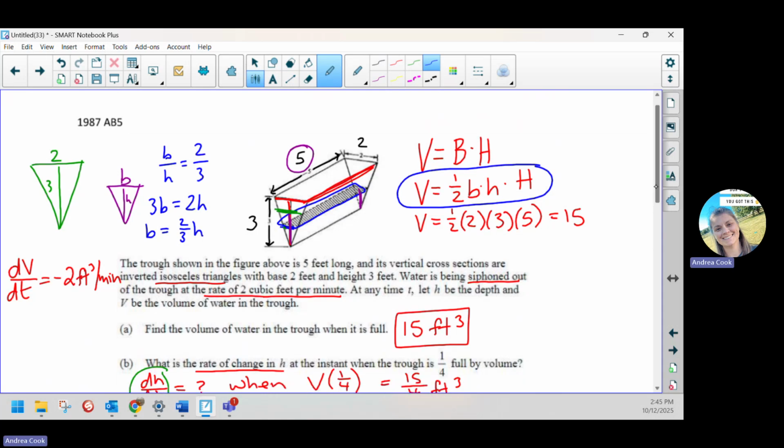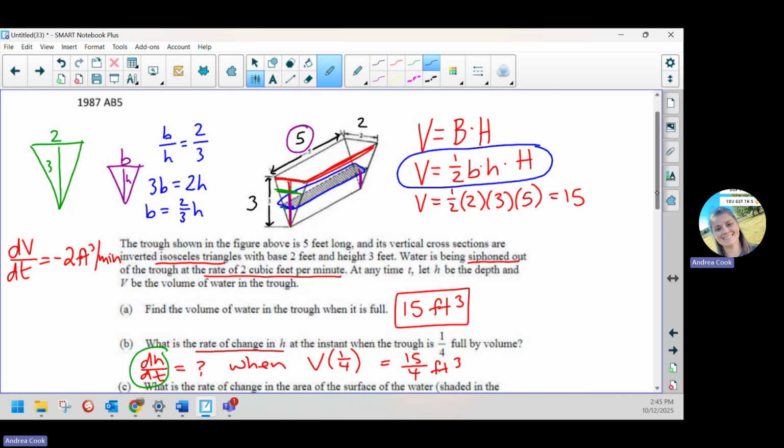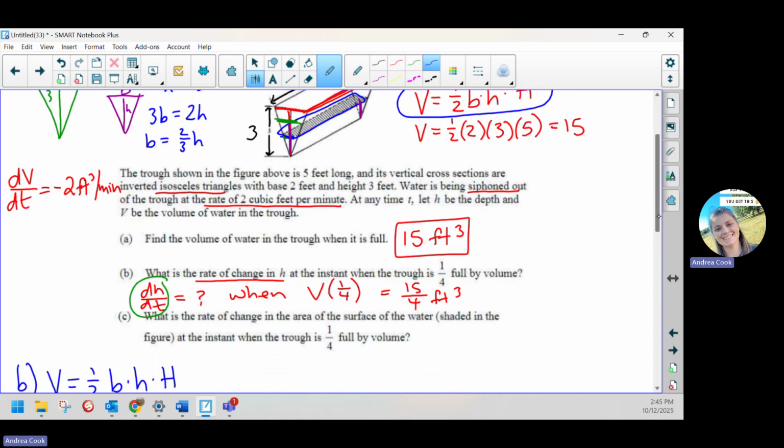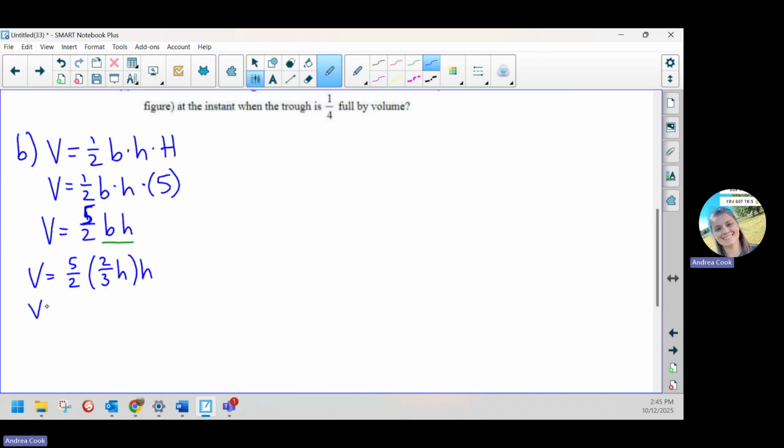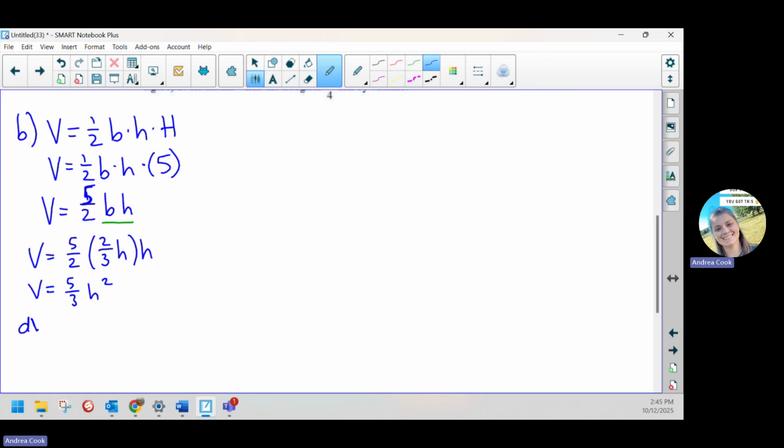So down here in my volume formula, instead of B, I can put 2/3 H. So here I'm going to put 5/2, and instead of B, 2/3 H, and then I have that other H. Now I can simplify this. So I get 5/3 H squared. And then finding the derivative is a lot easier. I don't have to do product rule. So dV over dt is equal to 10/3 H times dH over dt.